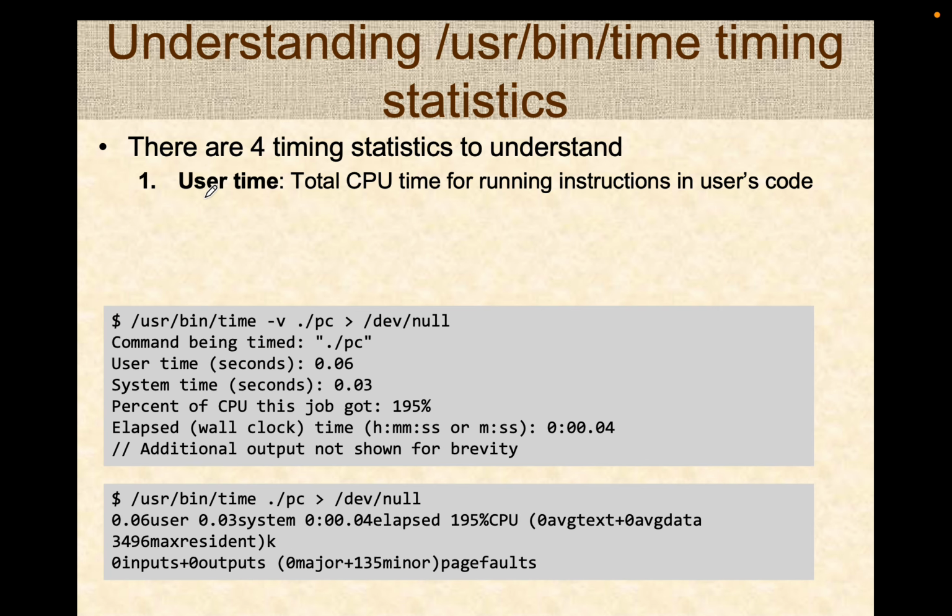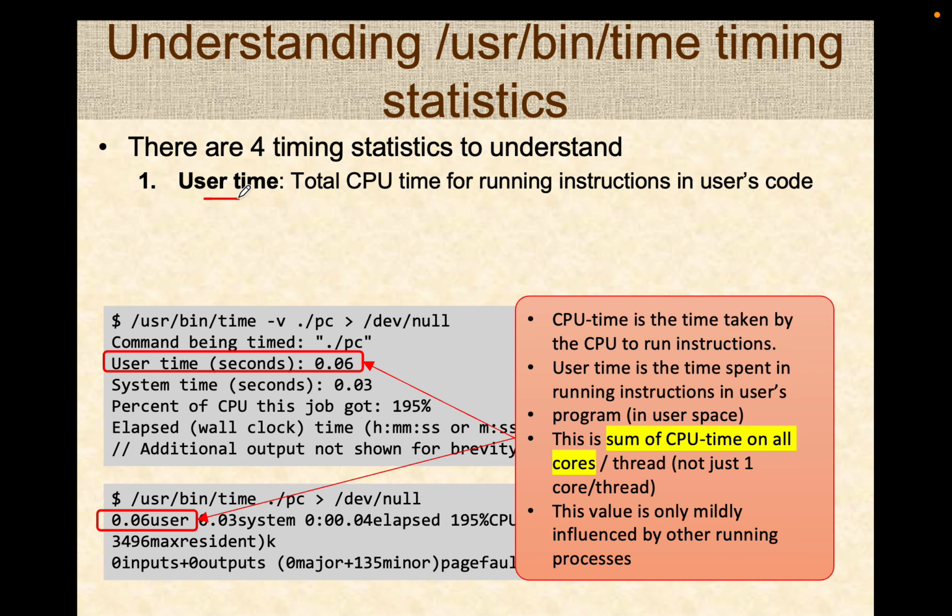The first one is user time. The user time is the total amount of CPU time that's taken to run all of the instructions in user mode. This is the CPU time that is spent in running instructions in user space instead of kernel space. And also keep in mind, this user time is a sum of the CPU time of all the cores that are assigned to that job, depending on the number of threads. So it's not just one core or one thread, but it's the sum of all of the threads.